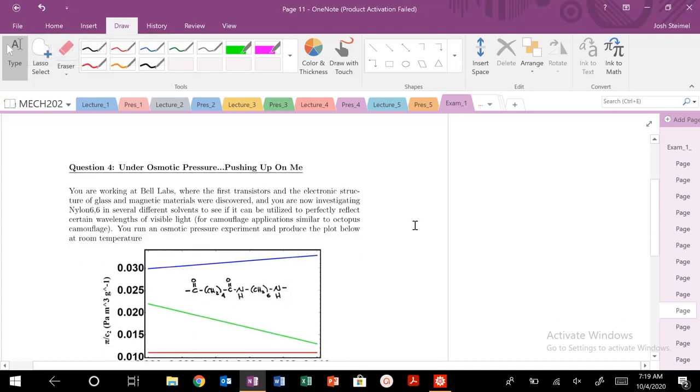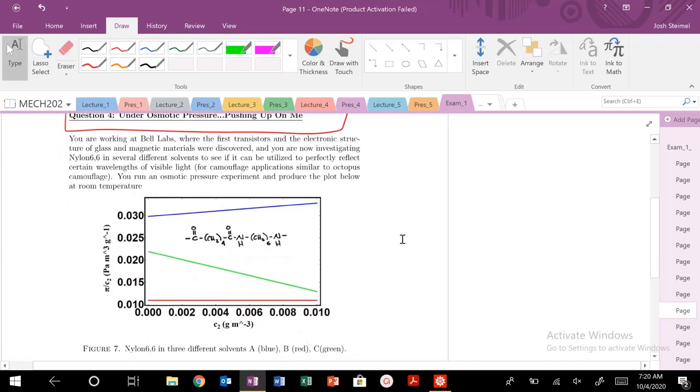We're going to finish up our last problem with osmotic pressure. Under osmotic pressure pushing up on me. So that's a nice little pun if you're a David Bowie fan. Anyways, or a Queen fan.